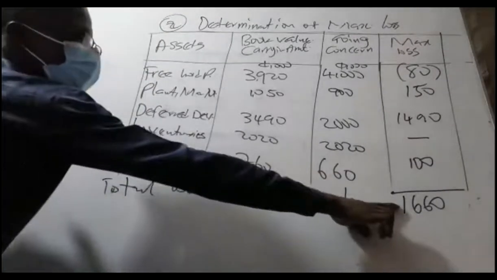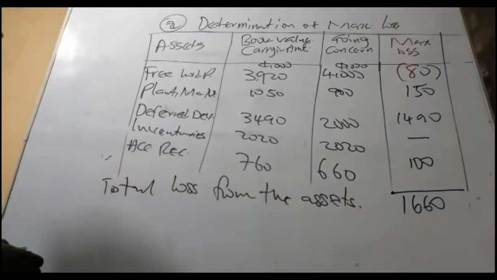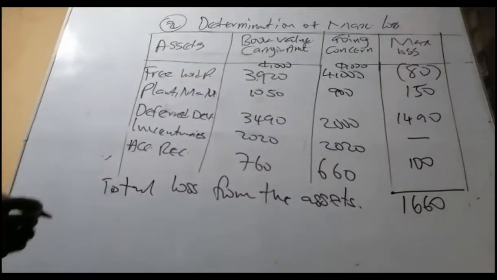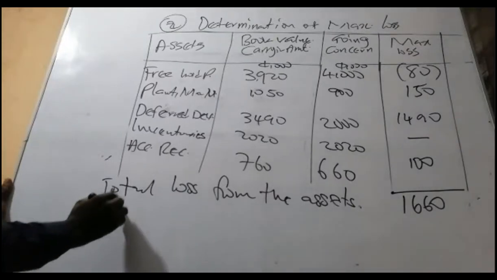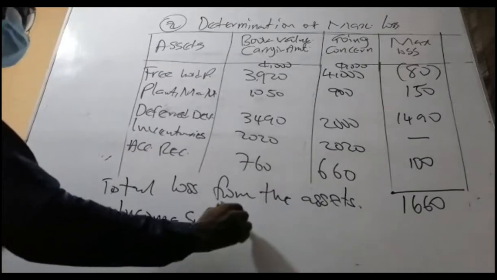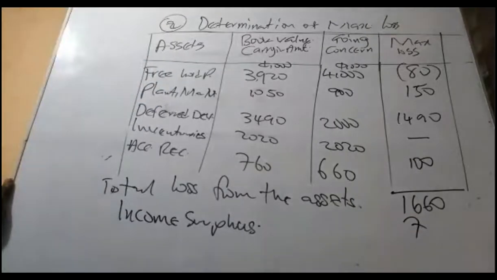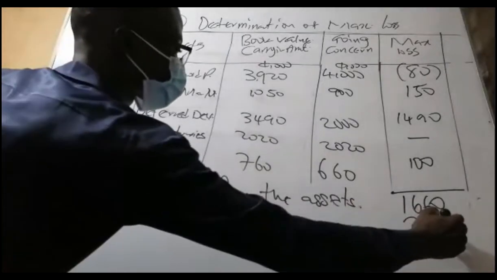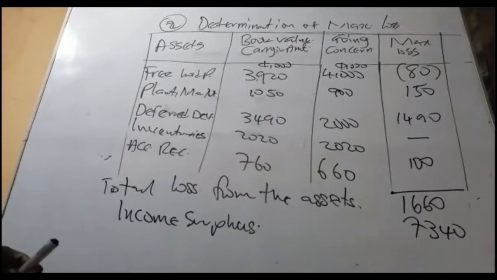This is the loss coming from where? The assets. So add it to its counterpart. Good. Now let's see. So we write the income surplus, and the figure is 7340, right? Perfect. Now let's see. What are the other losses?